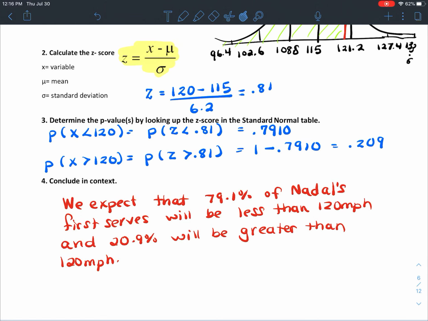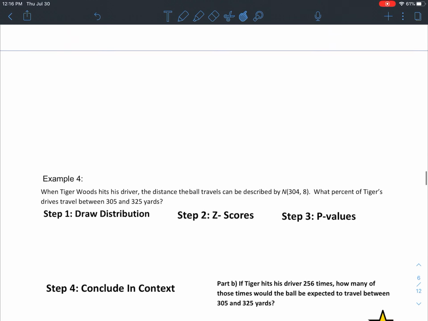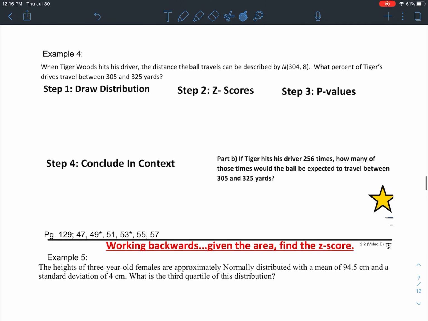Hopefully this is making sense to you. We are going to do one more example, quite similar to the one that we just did, and that will bring this video to a close and allow you to hopefully attempt a few of these problems that fall into this type. Now we're talking about Tiger Woods. It says he hits his driver, and the distance that the ball traveled can be described by, and then look at this notation.